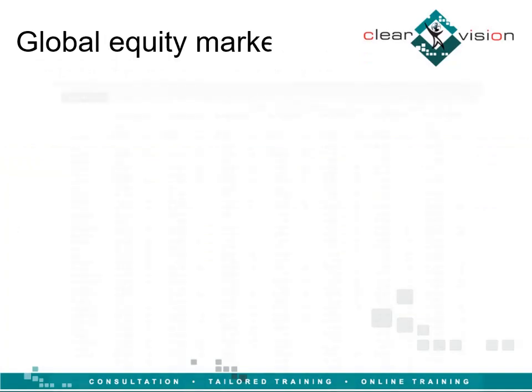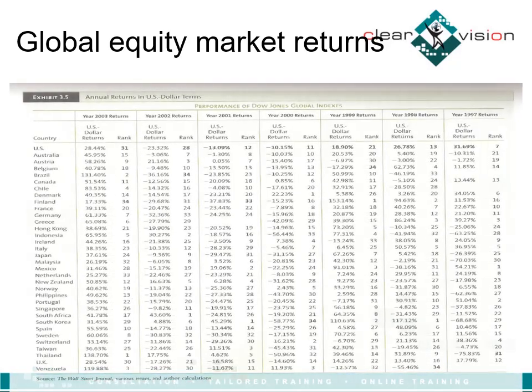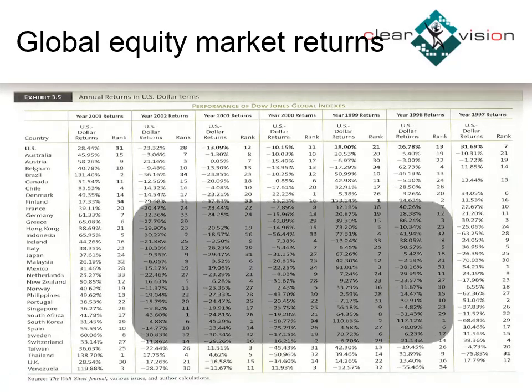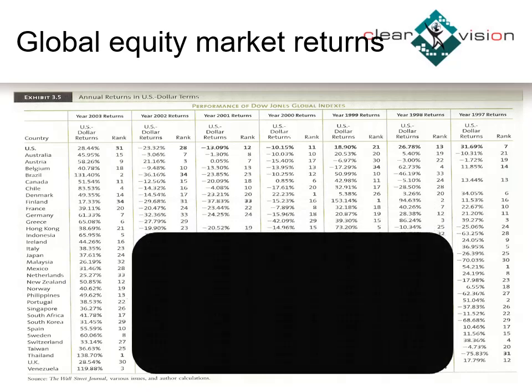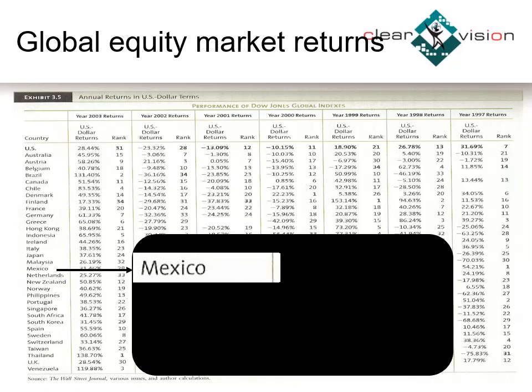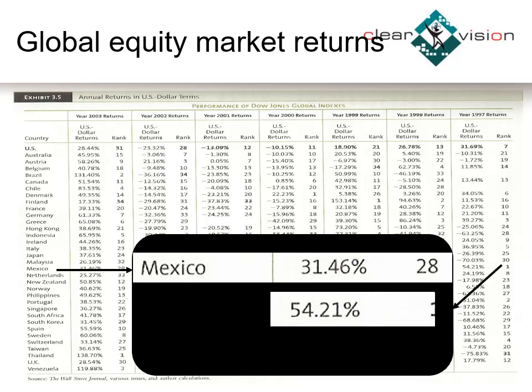This table presents equity market returns between 1997 and 2003 for 34 major capital markets. Countries vary in the annual capital return from year to year. For example, the Mexico stock market return in 2003 was 31.46% and ranked 28th, compared to its return in 1997 of 54.21%, which ranked number 1 among the other major stock markets.